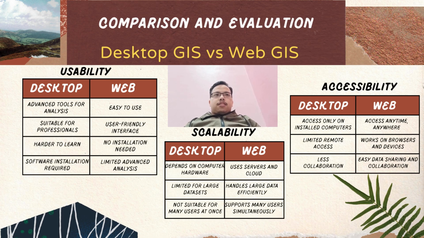So, firstly, in terms of usability, desktop GIS software such as ArcGIS Desktop and QGIS is mainly designed for professional users who require advanced spatial analysis and data processing capabilities. Desktop GIS provides powerful tools for geoprocessing, modeling, and detailed cartographic design. However, it has a steep learning curve and requires software installation and local data management, which may be challenging for beginners. In contrast, WebGIS focuses on simplicity and ease of use.